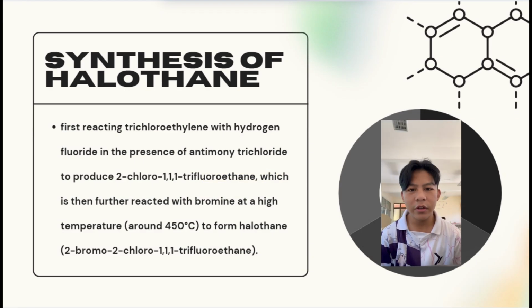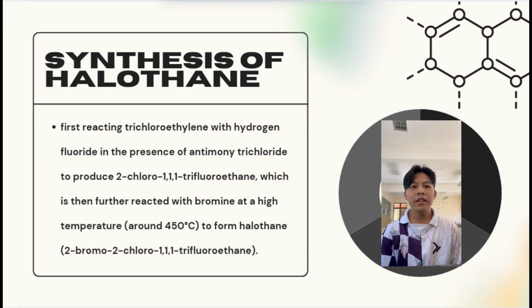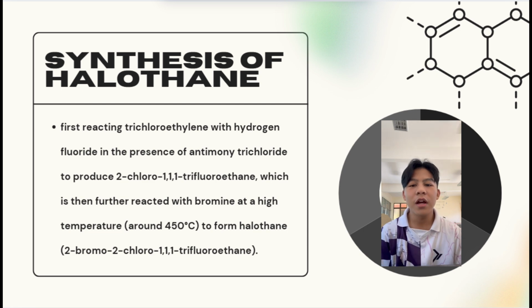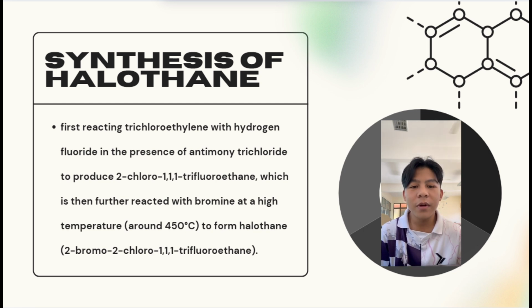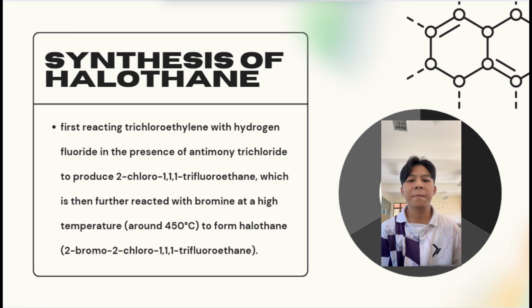Synthesis of HELYATI. First, reacting 3-chloroethane with hydrogen fluoride in the presence of antimony trichloride to produce 2-chloro-1,1,1-trifluoroethane. This is then further reacted with bromine at a high temperature around 450 degrees Celsius to form HELYATI, 2-bromo-2-chloro-1,1,1-trifluoroethane.